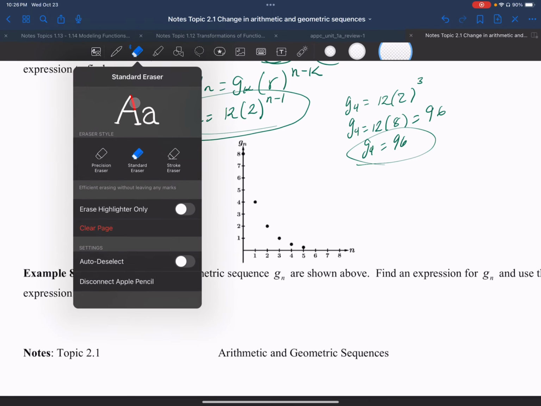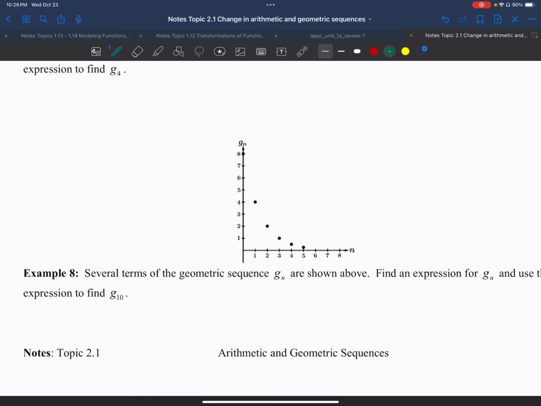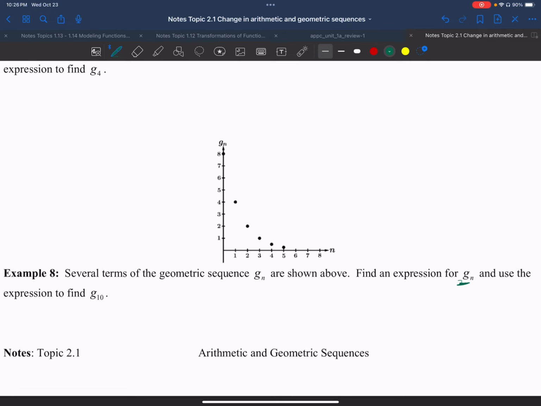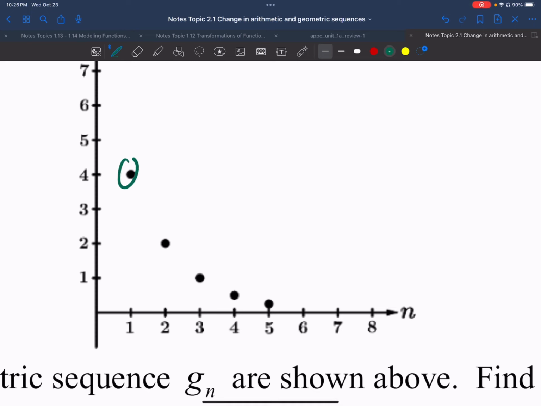Okay, looking at example number 8, they gave me a geometric sequence as ordered pairs or a graph. And then I'm using that to find g of n, and I'm using that to find g of 12. So what I'm going to do is pick two numbers from the sequence, and then I'm going to say n equals 3 and a sub n equals 1 based on these numbers. And then I'm going to say k equals 1 and a sub k equals 4.